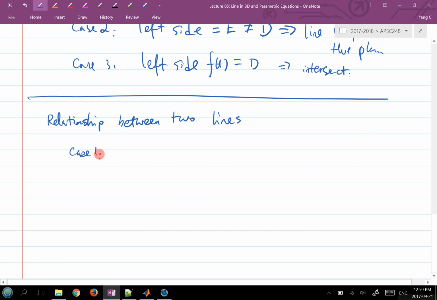So I'll just write down the three different cases here. When you have two lines, just think about what the possible geometric relationships between the two lines are. One is parallel, right? Or the two lines are actually the same. Or skew, right? So let's do that exercise.